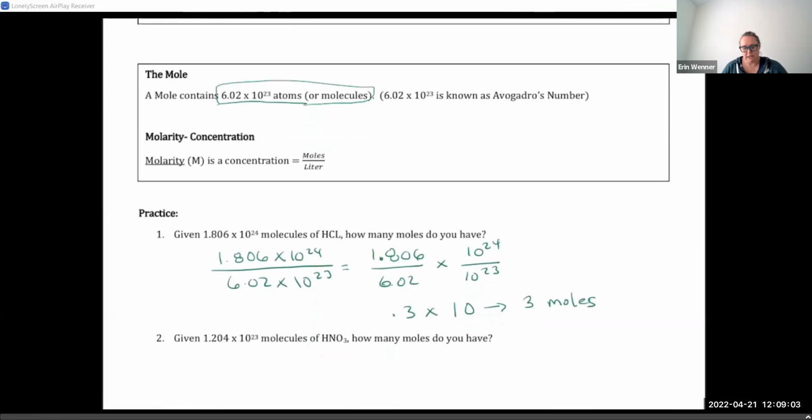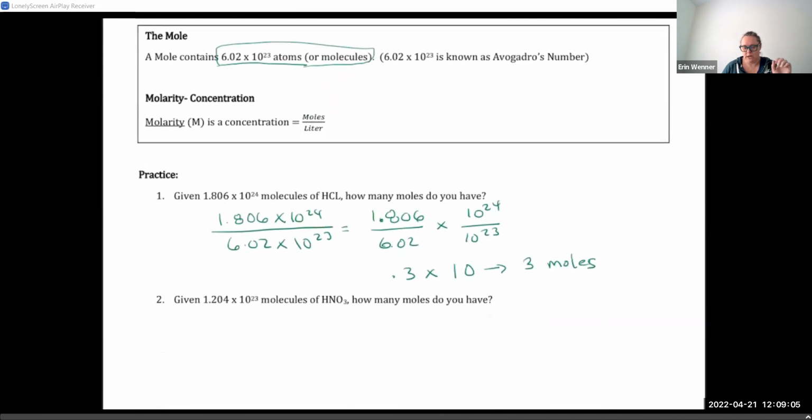So thinking about what we did in number 1, I want you to try number 2. So number 2 says given 1.204 times 10 to the 23rd molecules of HNO3, how many moles do you have?